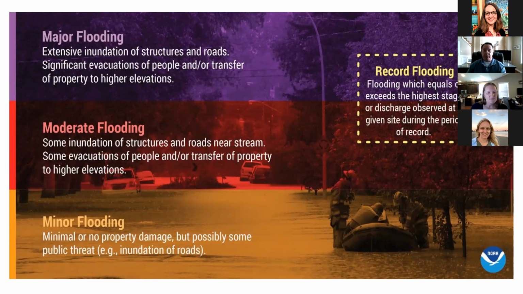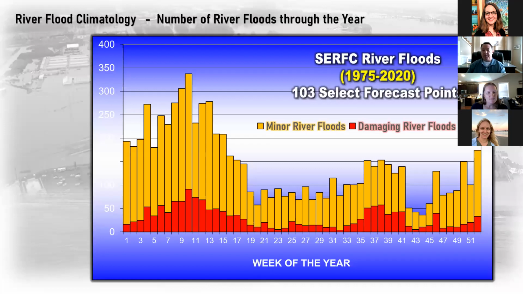So how often do we see river flooding and when is it most common? Well, here's the river flood climatology for the Southeast US, looking at 101 different forecast locations. And we see that even though the tropical season can pose a threat for more significant rainfall and flooding, the primary river flood season for the Southeast is during the winter and into early spring.